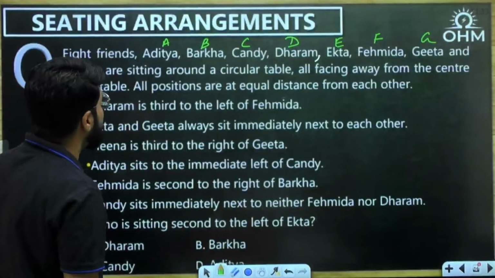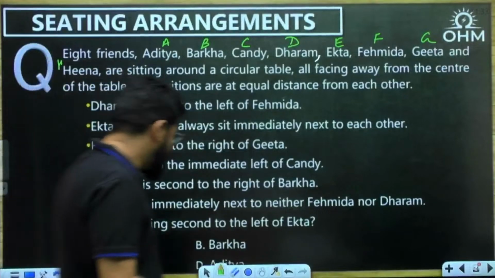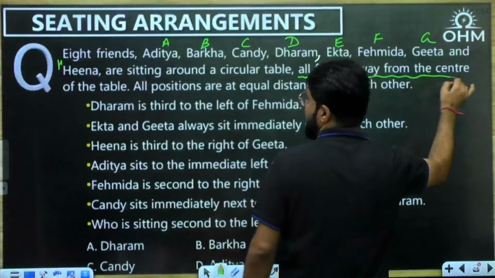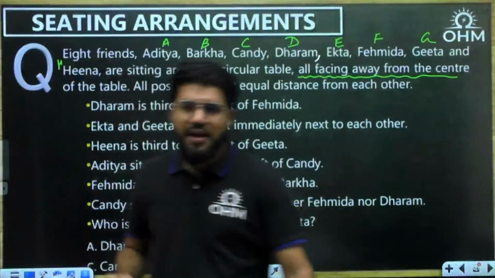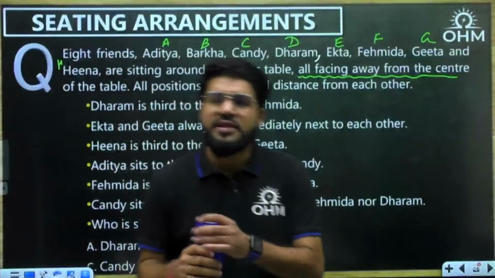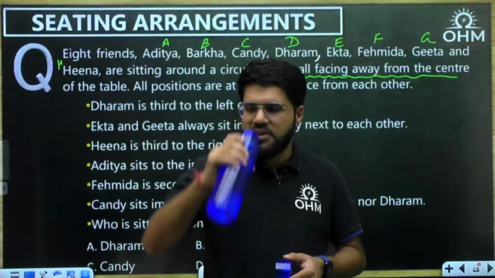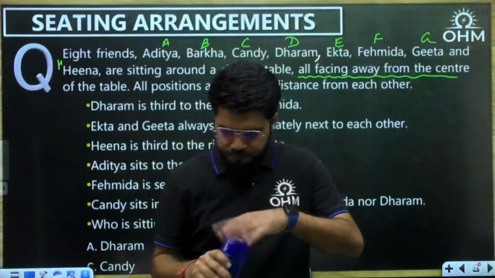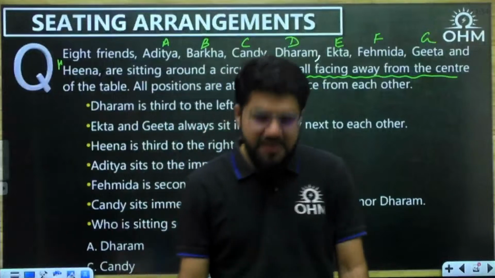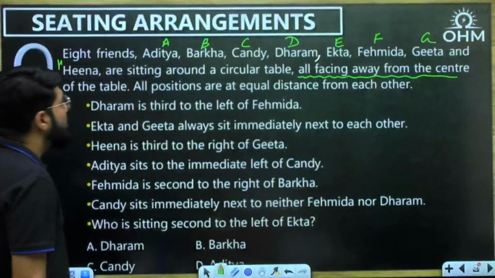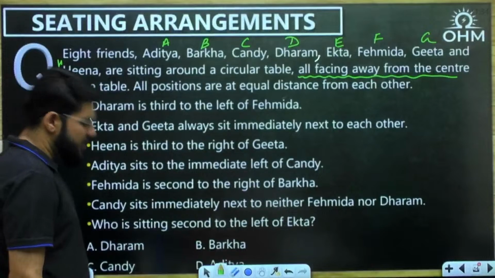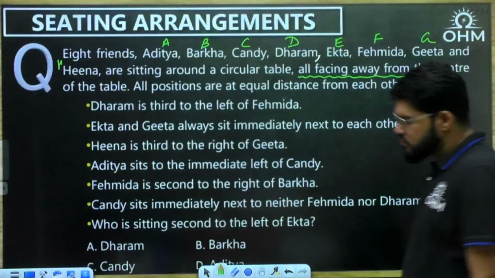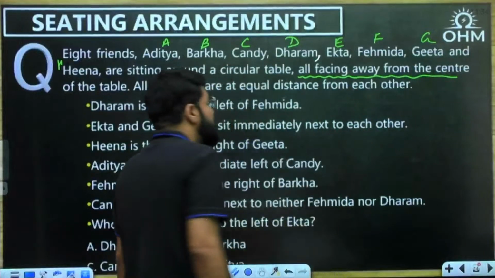The 8 persons are sitting around a circular table, all facing, important point, all facing away from the center. I told you that they can twist the question. Normally when we are sitting at a table, everybody will be facing the center, but there's a twist in the question: all are facing away from the center of the table. All positions are at equal distance from each other.